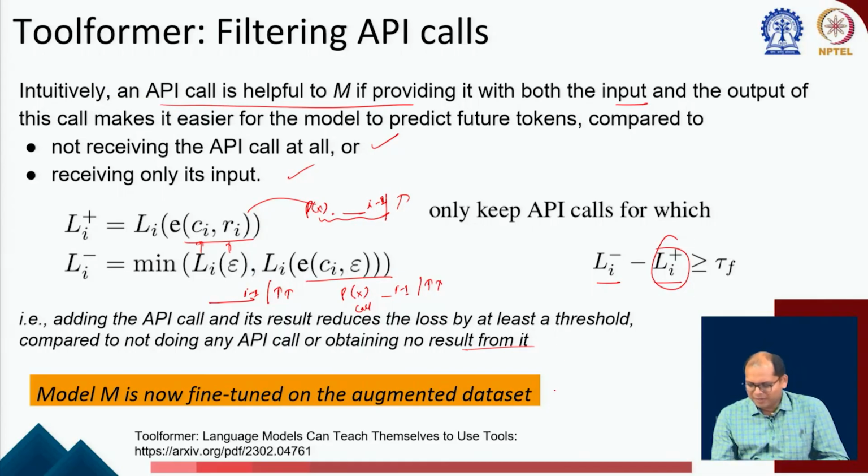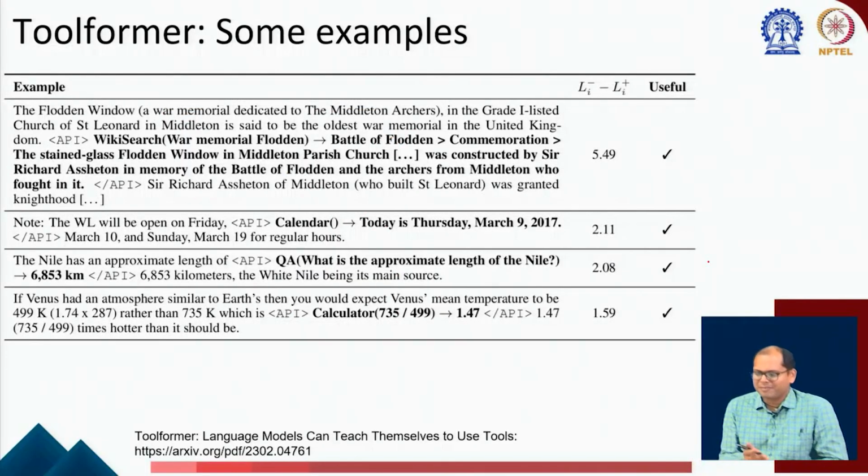Now you have an augmented data set. Wherever this threshold is passed, you augment the data set with this, and you fine tune your model with this. That's as simple as that. Once you have this data set, here are some examples. Here, the floating window in the Grade I listed church of Saint Leonard in Middleton is said to be the oldest war memorial in the United Kingdom, and then you have an API call. And you see the loss reduction is 5.49, so it's actually useful.